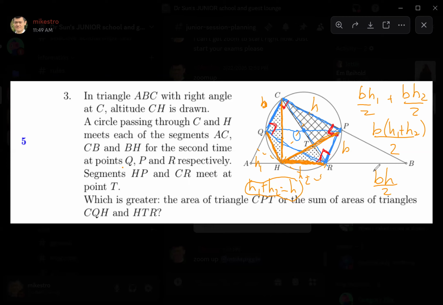So that's the crazy thing about the base times height, right? Because the triangle could be some weird shape and the height's like over there, but it's the same as if it was over here. You know what I mean?